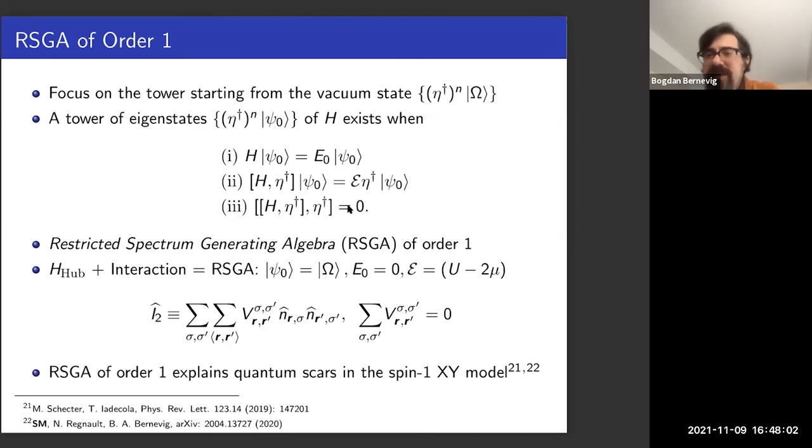So you can see this is kind of like a symmetry, but a symmetry that's cut in the expansion of commutators. If I try to transform a Hamiltonian by a symmetry, I would have a lot of commutators, but at some point this commutator cuts. This we call a restricted spectrum generating algebra of order one, and I'll show you why. And you can actually modify the Hubbard model by adding extra terms so that this eta pairing is not a symmetry anymore, but you can still find the tower of exact states. For example, one of the interactions that you can put on is a nearest neighbor spin-spin interaction, which would kill the eta pairing as a symmetry, but you would still have scar states because all these conditions would be satisfied. Okay, and you can generalize this, of course.